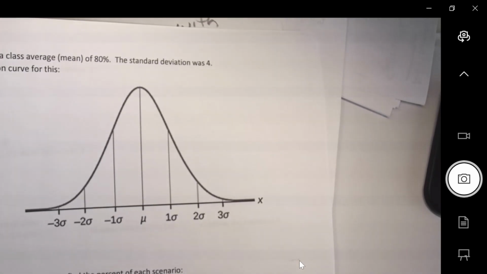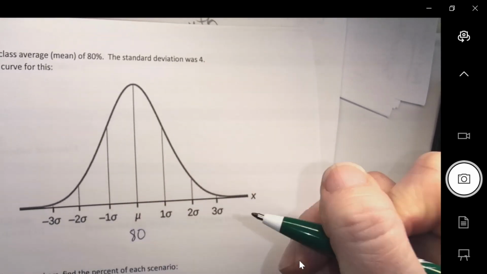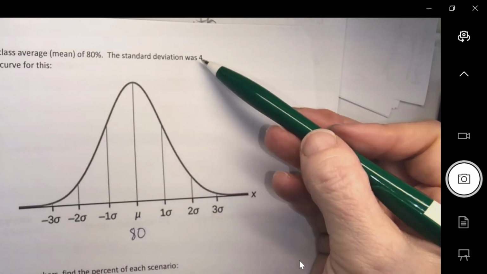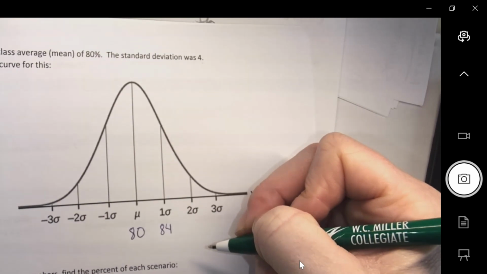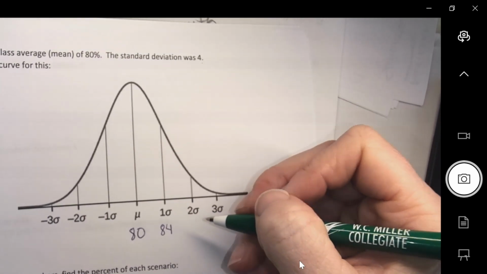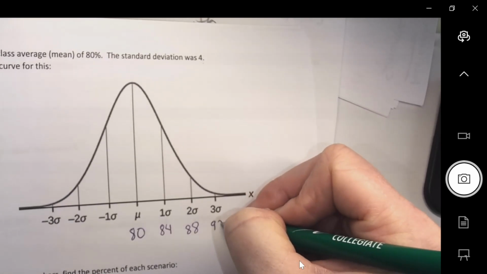Okay, let's first of all, we'll put our numbers on here. So if you had a class average of 80, that is the mean. A standard deviation of 4 means if you're one standard deviation above, you're at 84, 88, 92.